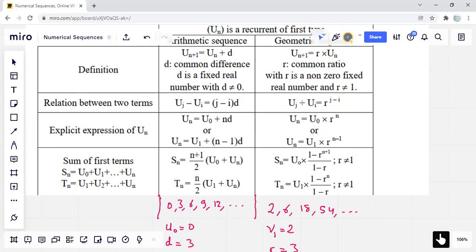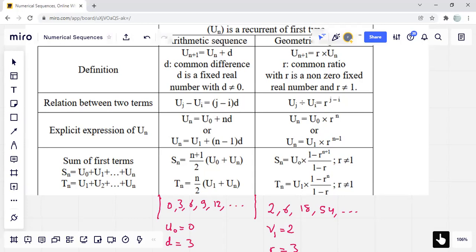Why is this correct? For example, if you want the fifth term in the geometric sequence, you start at u0 and multiply by r, so u0 times r gets you to u1. u1 times r gets you to u2. Then times r again we get to u3, times r again we get to u4, times r again we get to u5.